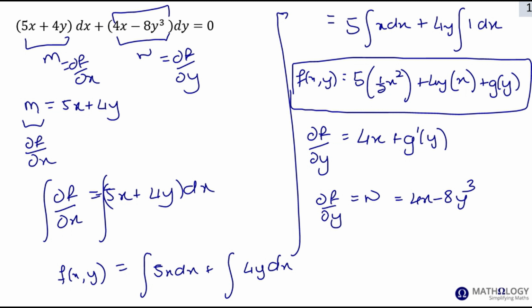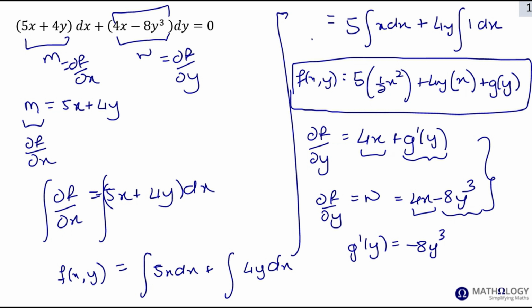Now, df/dy, which is the expression for N, is 4x minus 8y cubed. So we're going to compare these two expressions. We have 4x and 4x, and g prime of y and minus 8y cubed. So clearly, by equating these two expressions, we can see that g prime of y is minus 8y cubed.